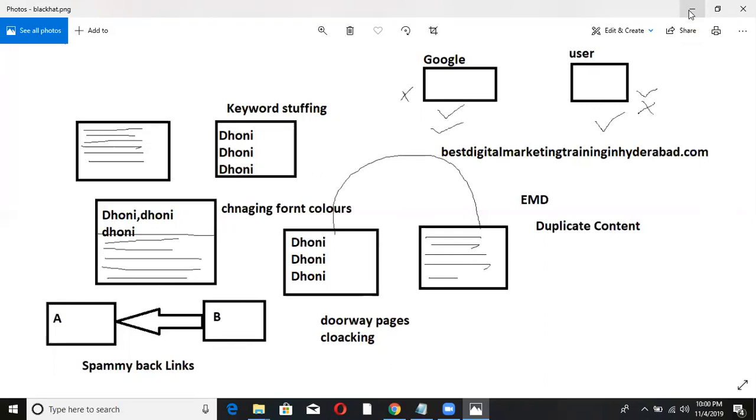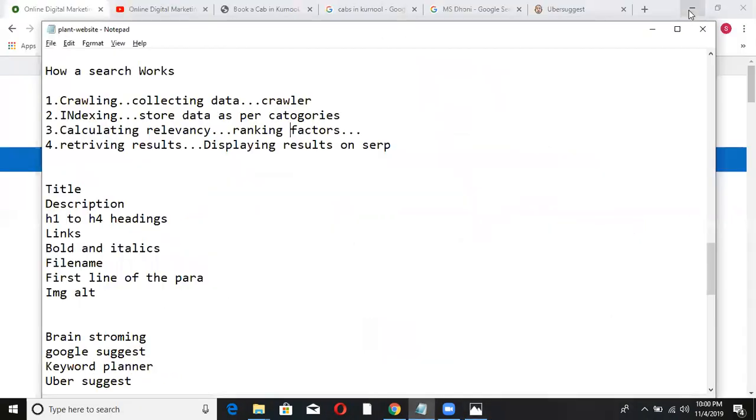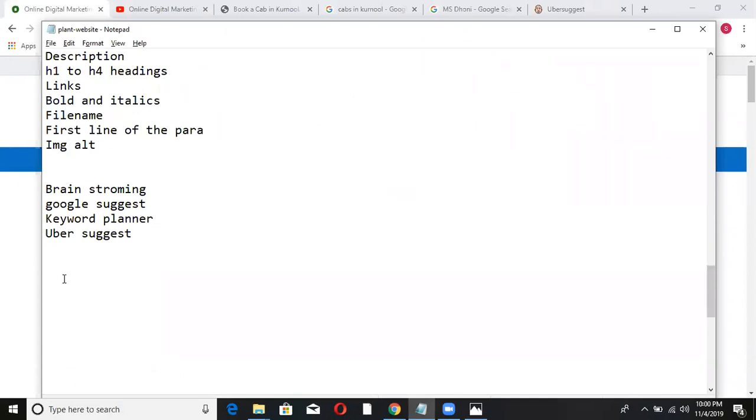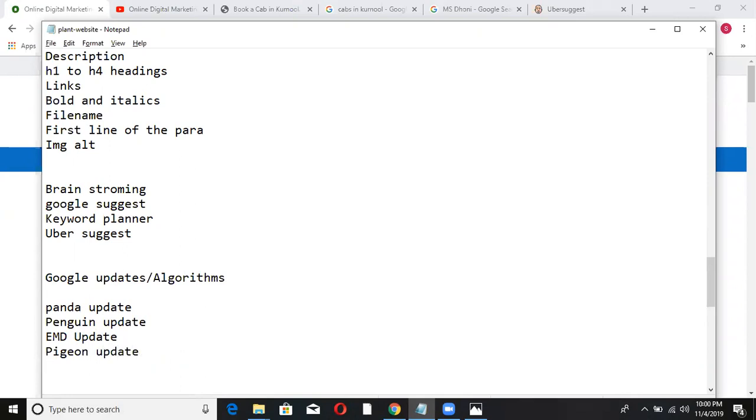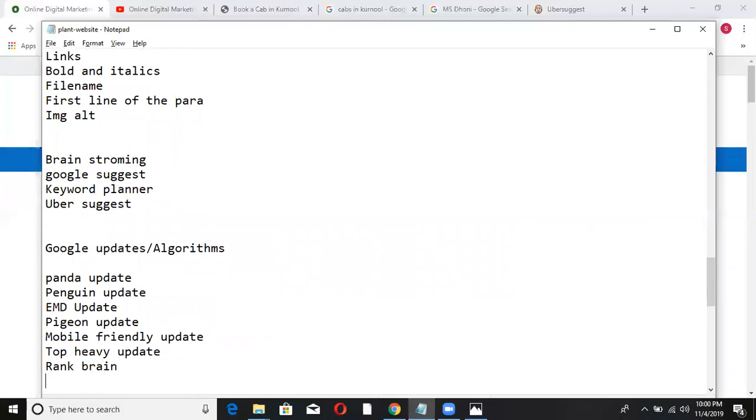Okay. So if you do black hat techniques, how do you get punished? Who will punish you? In order to punish you, there are some updates. Google releases some algorithms, called Google updates. There are many updates like Panda update, Penguin update, EMD update, PGN update, mobile friendly update, top heavy update, RankBrain, Fred update. In such a way, many updates are there.